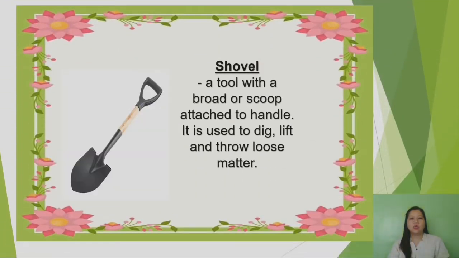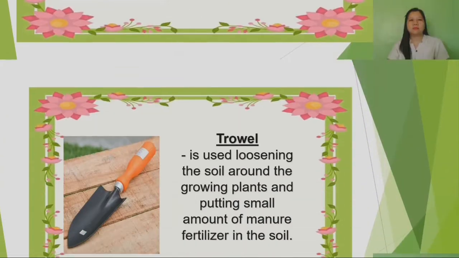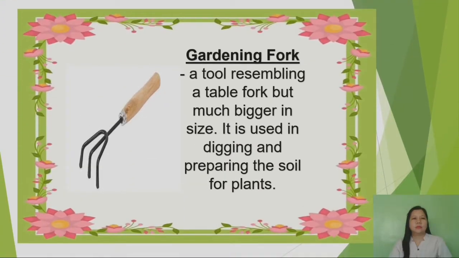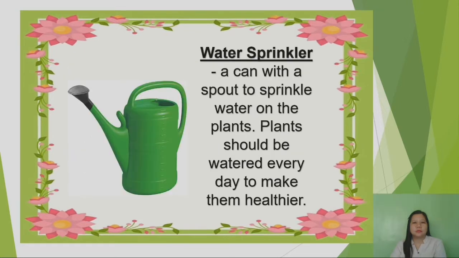Shovel, a tool with a rod or scoop attached to a handle. It is used to dig, lift, and throw loose matter. Trowel is used for loosening the soil around the growing plants and putting a small amount of manure or fertilizer in the soil. Gardening fork, a tool resembling a table fork but much bigger in size. It is used in digging and preparing the soil for plants. Water sprinkler, a can with a spout to sprinkle water on the plants. Plants should be watered every day to make them healthier.